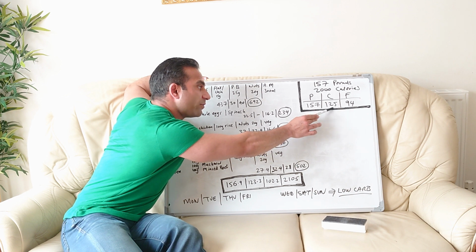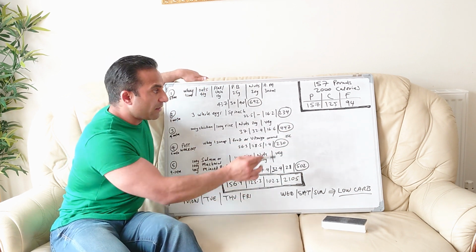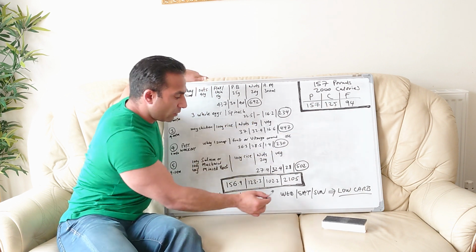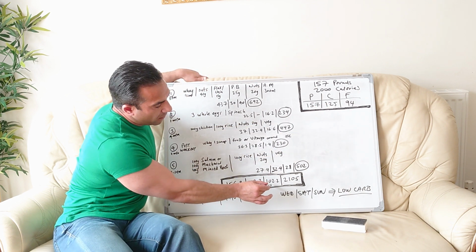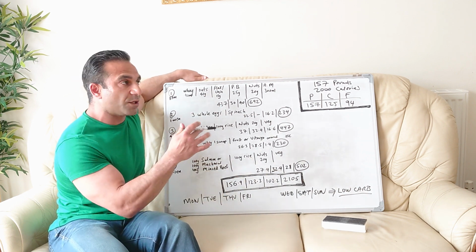Carbs, I was aiming for 125. I've got 123, so that's fine as well. And the fats, I was aiming for 94. I've gone up slightly over 102, but again, that's fine. We are going to adjust this diet as we go along.